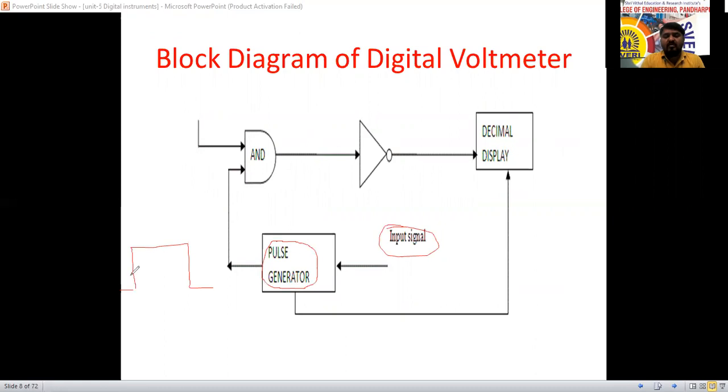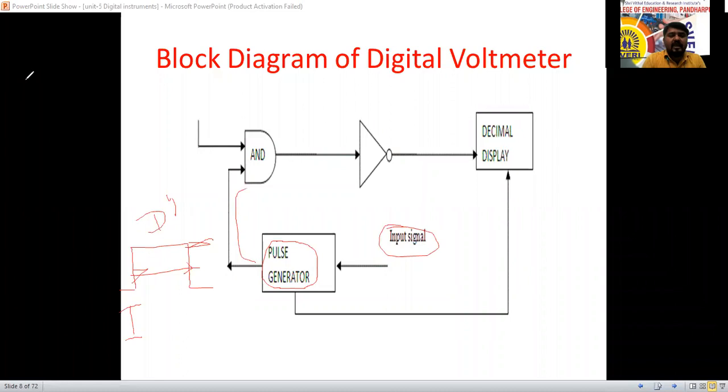So the width and the frequency, actually this circuit, the digital voltmeter, consists of both analog components and digital components. Both are there, but the width and frequency are controlled by the digital components, and the amplitude, the height of this, is controlled by the analog instruments. I will tell that one later. So the output of this is going to give to the AND gate.